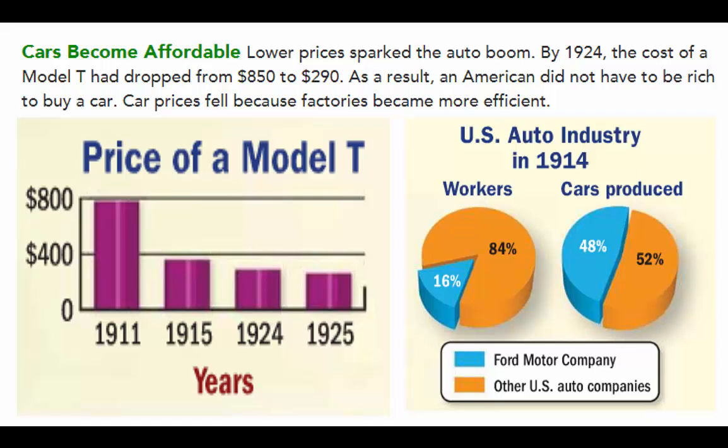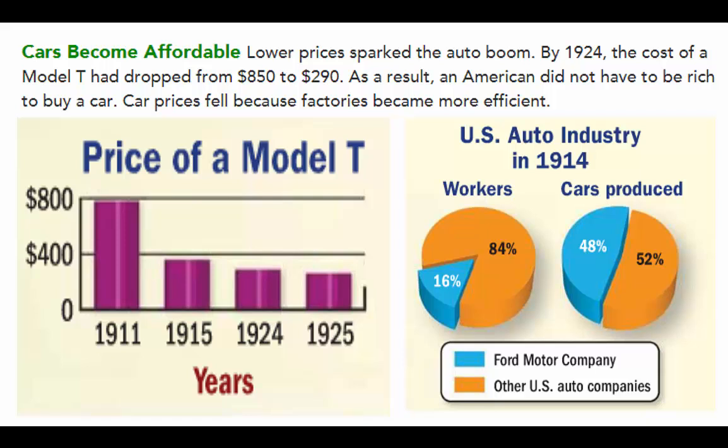Cars become affordable. Lower prices sparked the auto boom. By 1924, the cost of a Model T had dropped from $850 to $290. As a result, an American did not have to be rich to buy a car. Car prices fell because factories became more efficient. Question number 2, what happened to the price of the Model T by the year 1924? It had dropped from $850 to $290.